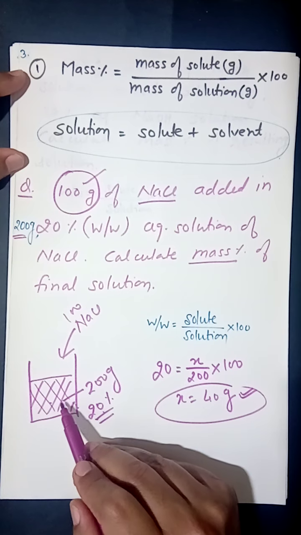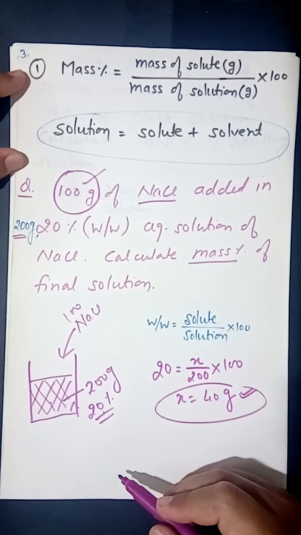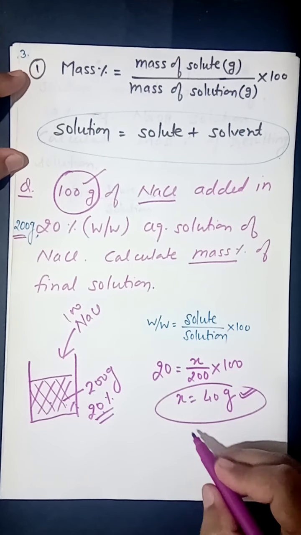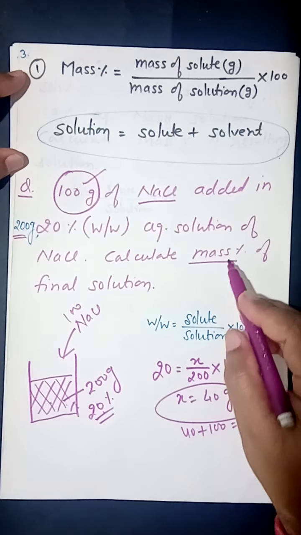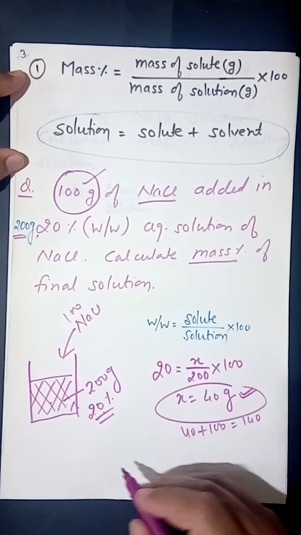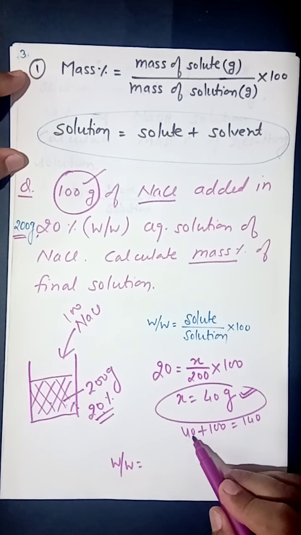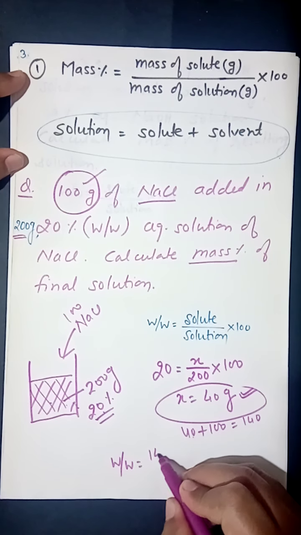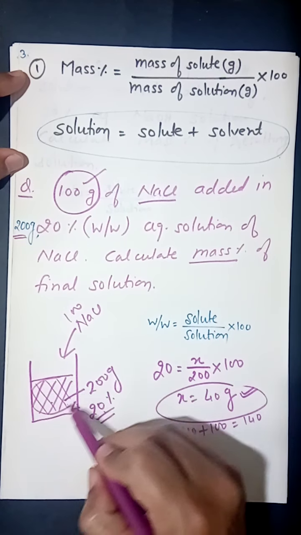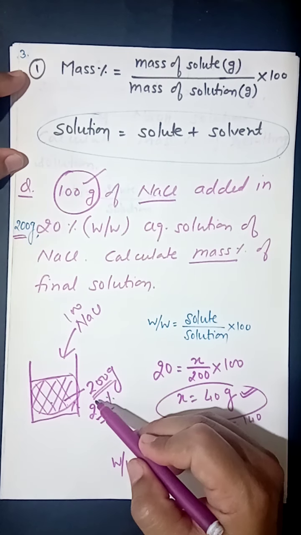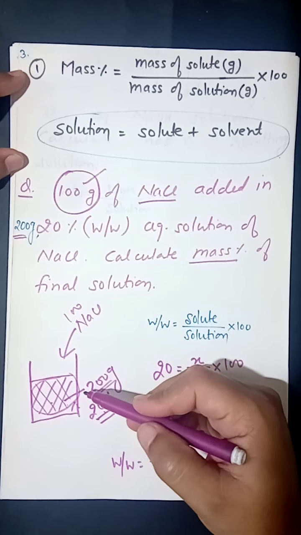40 gram NaCl present earlier, 100 gram NaCl you added further. It means the total mass of solute is 40 plus 100, it becomes 140. To calculate mass percent, use the same formula. Mass percent which we need to calculate now equals mass of solute. Mass of solute is 40 initial, 100 you added, it means it is 140, divided by mass of solution. Now earlier we had 200 gram of solution, but we added 100 gram NaCl in it. It means the total mass becomes 300 gram.